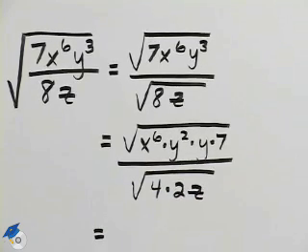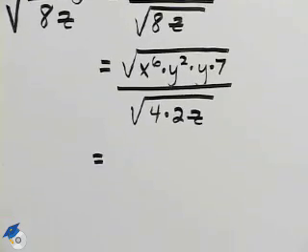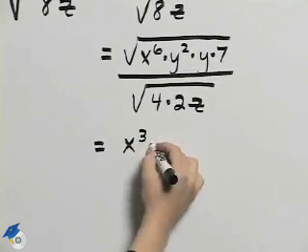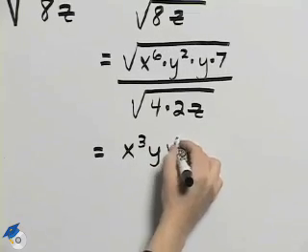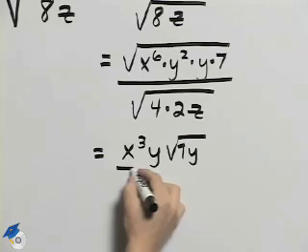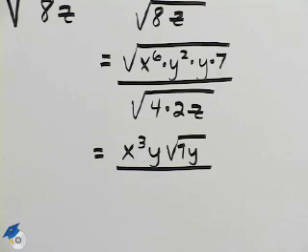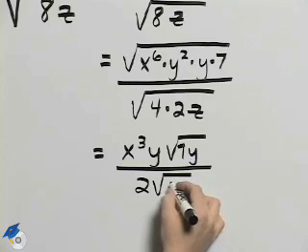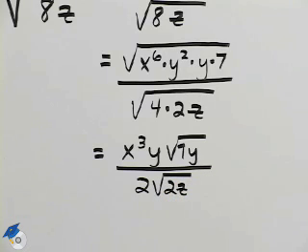So I can rewrite this as 4 times 2 times z. I can now simplify this. The square root of x to the 6th is x cubed. The square root of y squared is y. And we're left with 7y in the top, the square root of 7y. In the bottom, the square root of 4 is 2 times the square root of 2z.